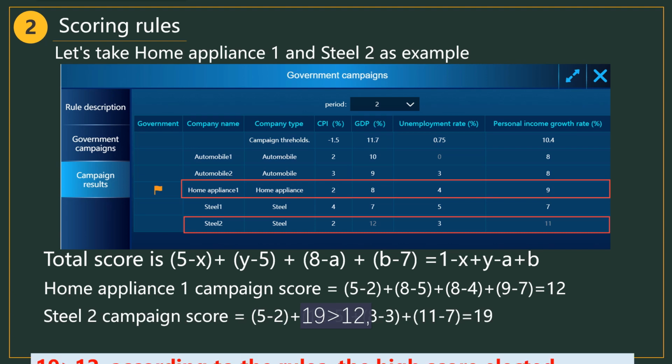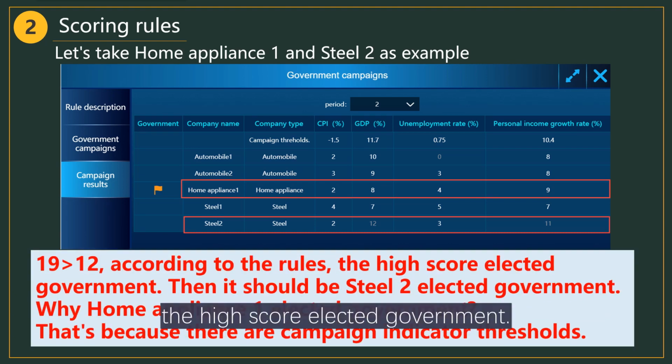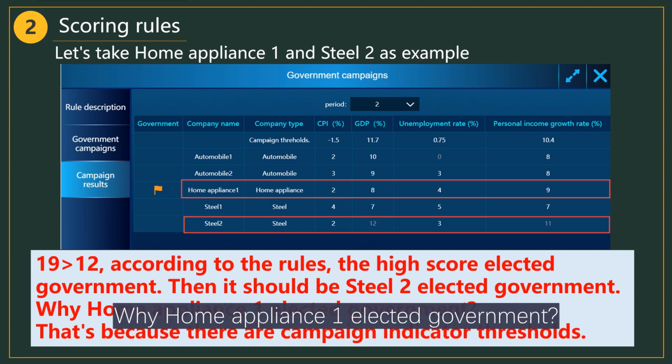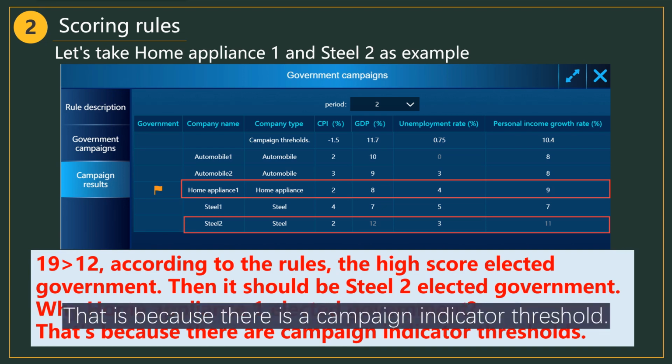19 is more than 12. According to the rules, the high score is elected to government. Then it should be Steel 2 elected to government. Why was Home Appliance 1 elected to government? That is because there is a campaign indicator threshold.